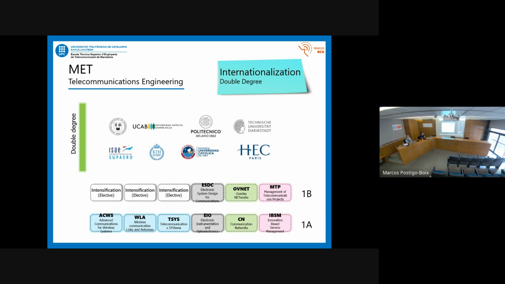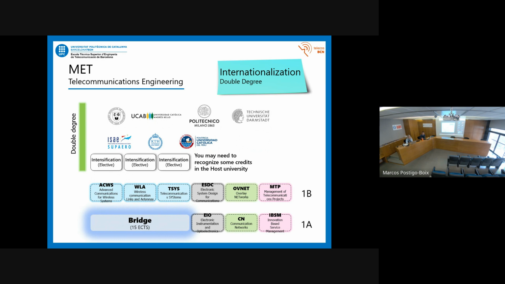You can follow a double degree, and in general, for doing mobility, you will need to follow an intensification and not a specialization. And you have to do all of these credits in UPC, and then you go to do the rest of the double degree at the foreign university, okay? If you have to do a bridge, this means that when you go to the foreign university, you will need to recognize some credits in the host university, okay? So for example, if you are going to those universities, you will need to see which of the subjects of the intensification that you want to follow can be recognized in this host university, okay? And you will take these credits in this host university and they will be recognized here for the credits of the intensification, okay?